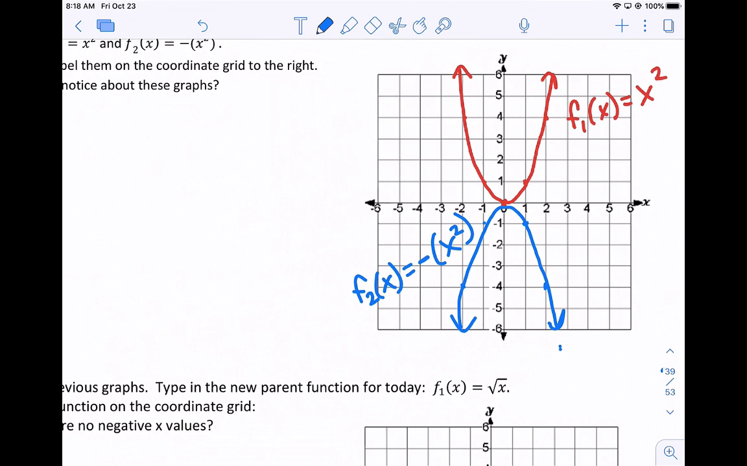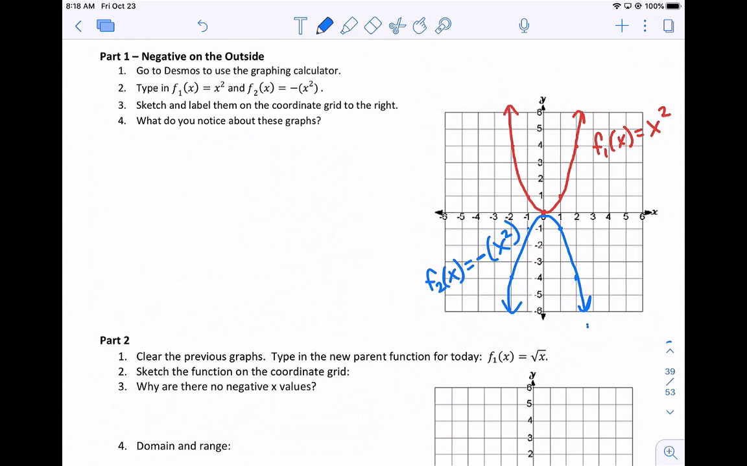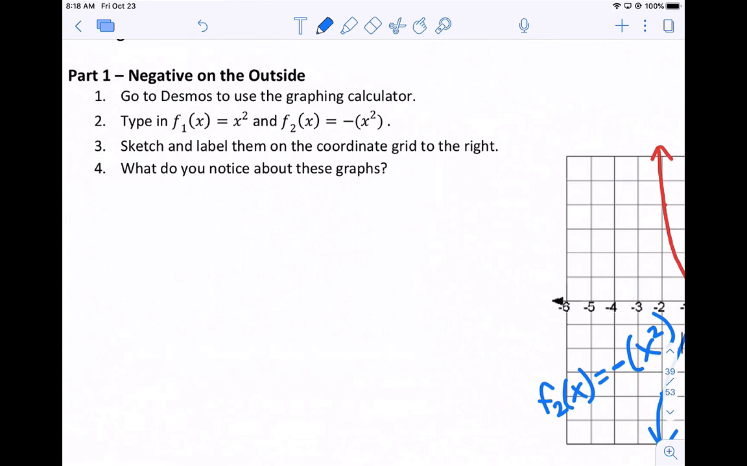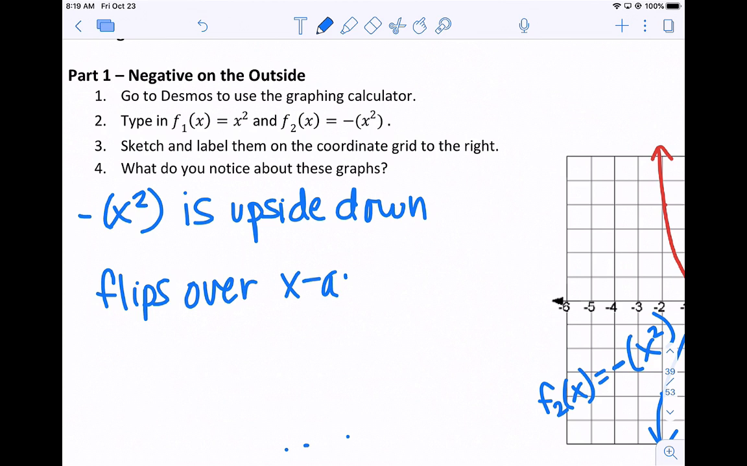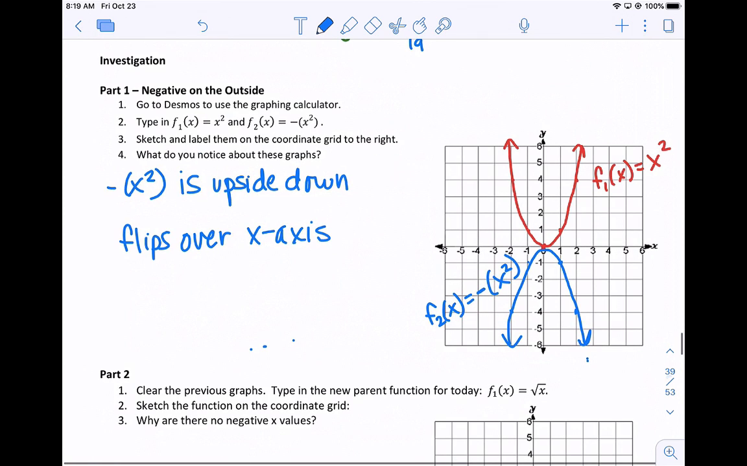Okay, so describe in words what happened to the blue function from the red function, and we could say something like it flips over the x-axis. We can say it's upside down. So negative x squared is upside down. We can say it flips over the x-axis. So write down anything else you might notice about our graphs here.